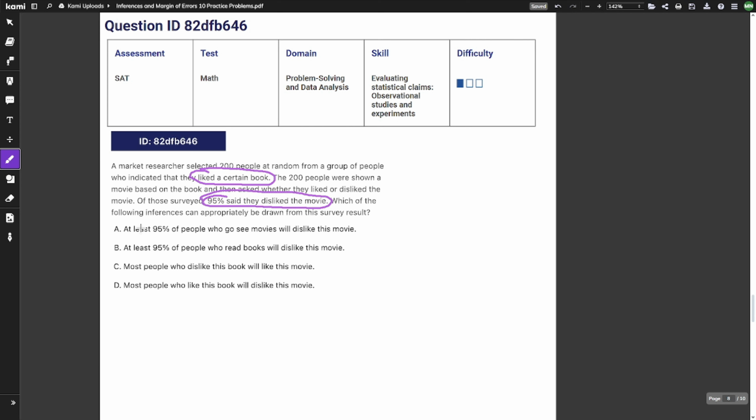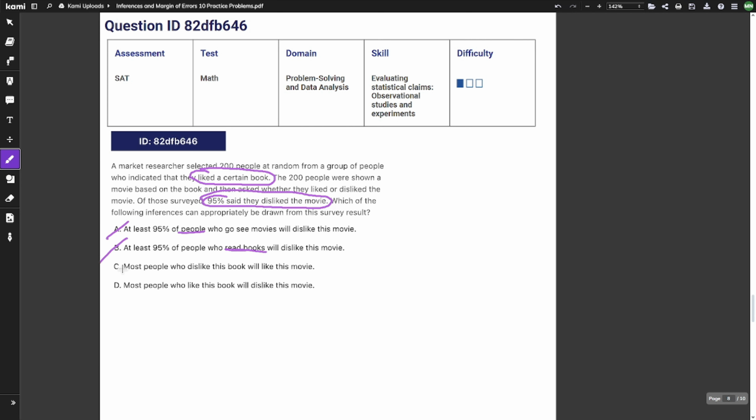A. At least 95% of people who go see movies will dislike this movie. Well, no. This 95% only applies to people who like the book, not all people in general. So it's not going to be A. B. At least 95% of people who read books will dislike this movie. Once again, this only applied to people who liked a certain book, not just read books in general.